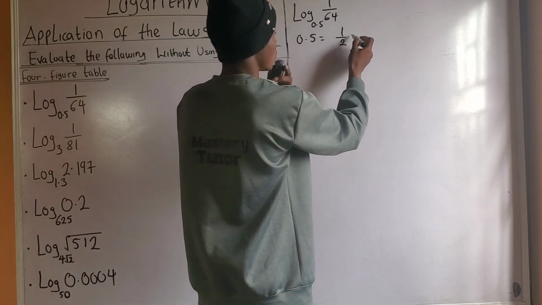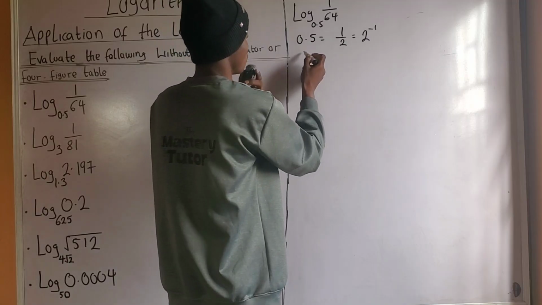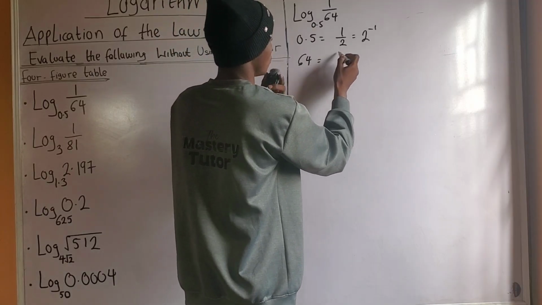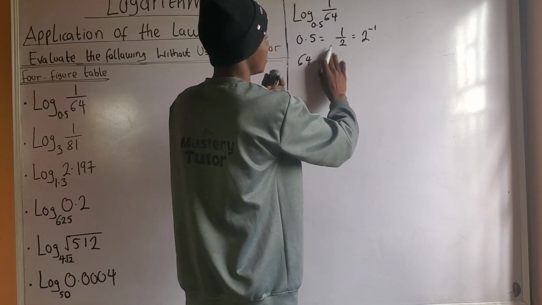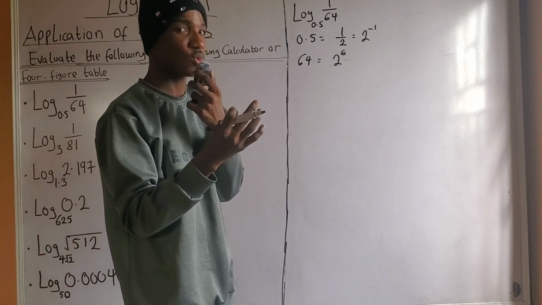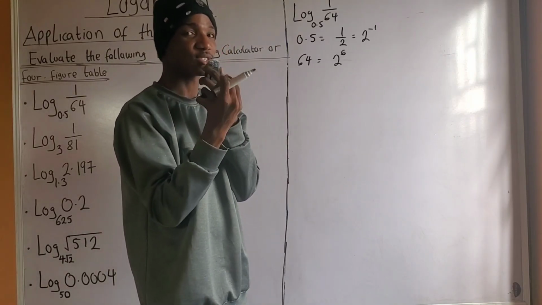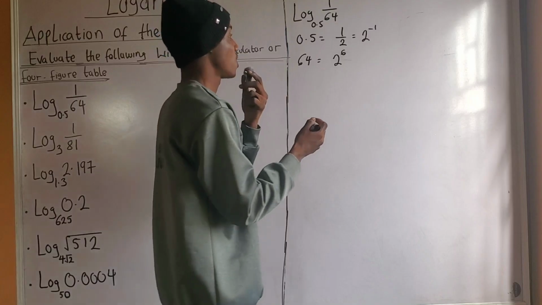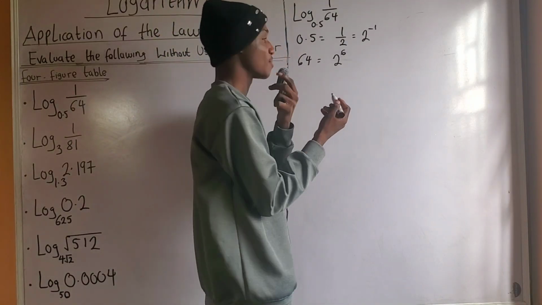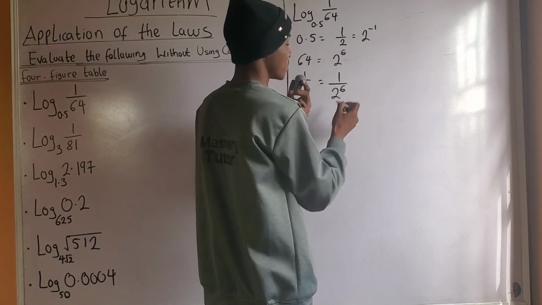Also 1 over 2 can be written as 2 raised to the power of negative 1. Are you getting it? Also, 64 can be written as 2 raised to the power of 6, right? Because 2 times 2 times 2 is 8, 8 times 2 is 16, 16 times 2 is 32, 32 times 2 is 64. So 1 over 64 will be equal to 1 over 2 raised to the power of 6.